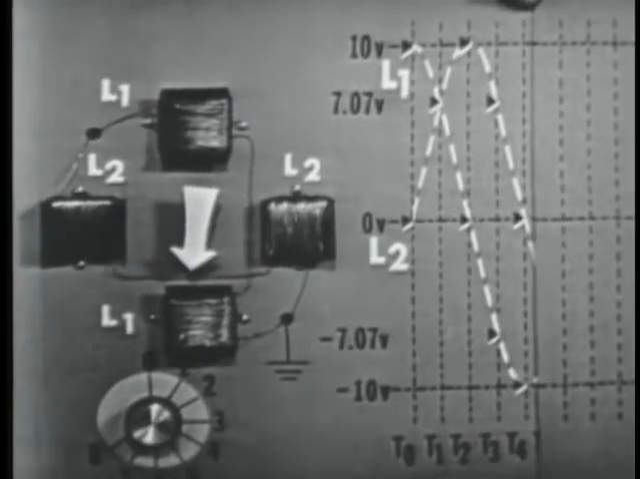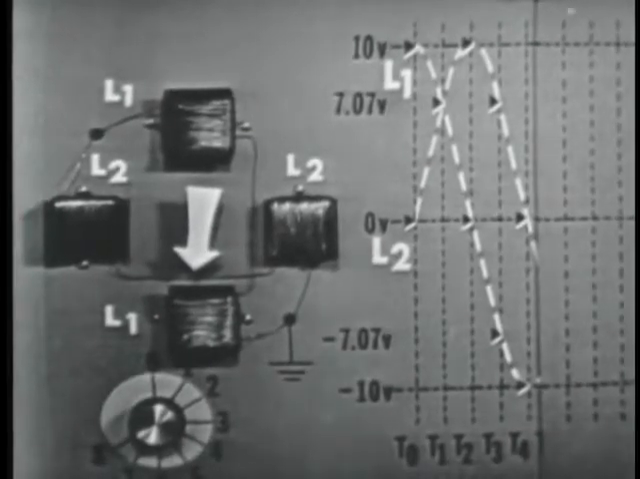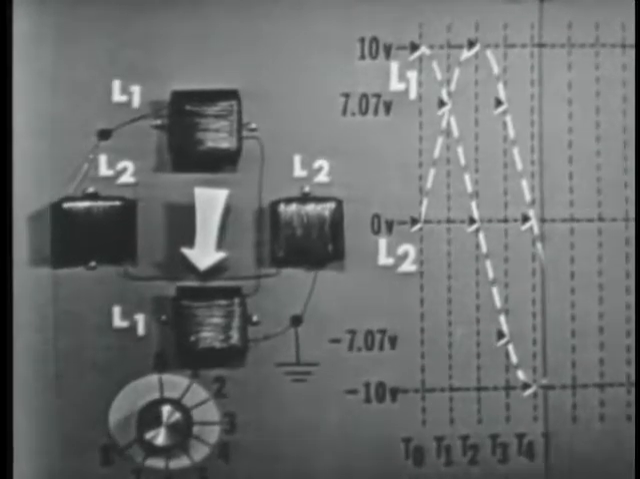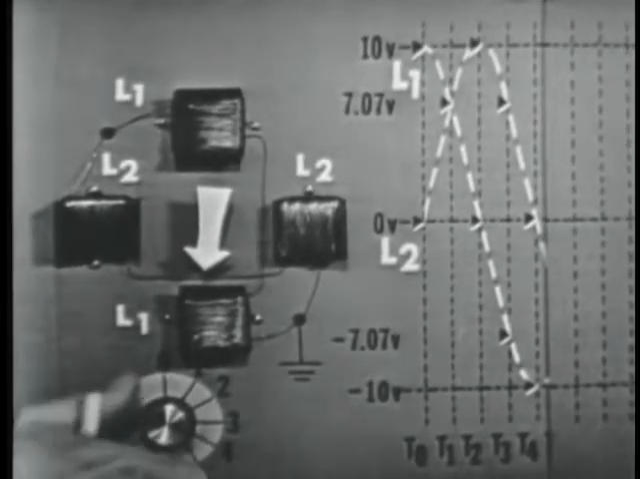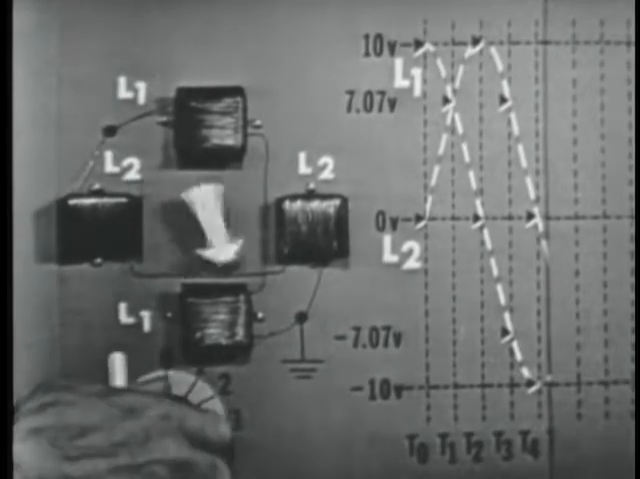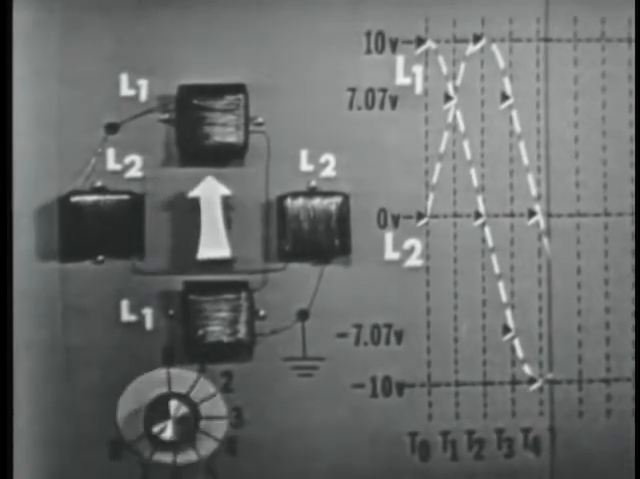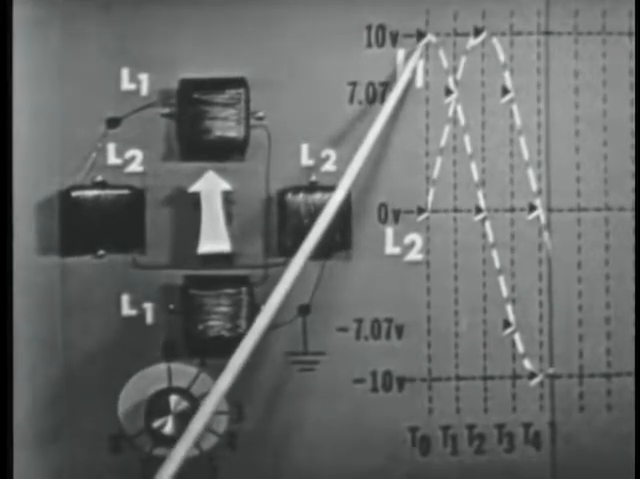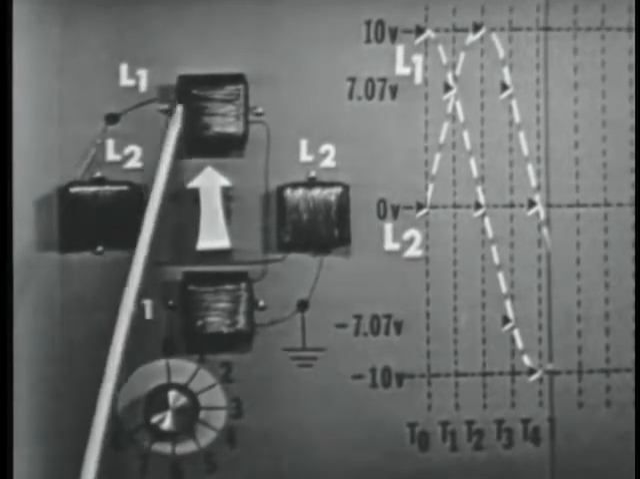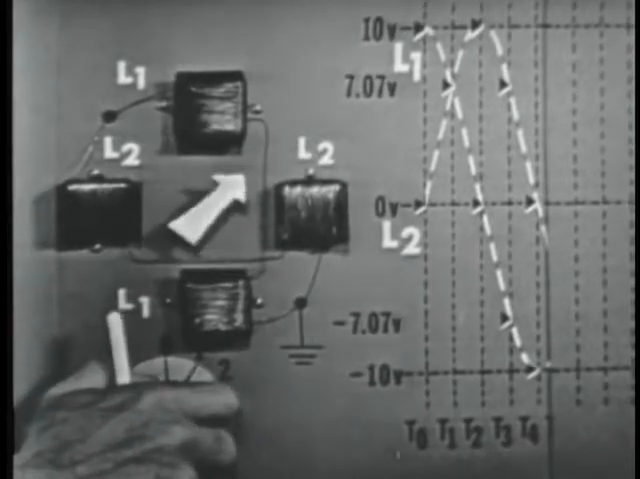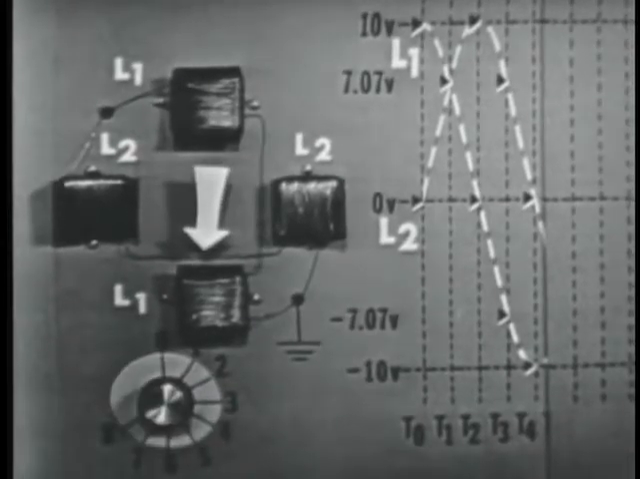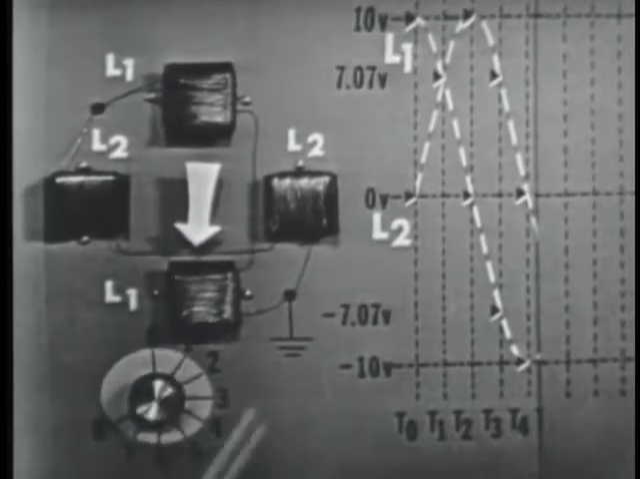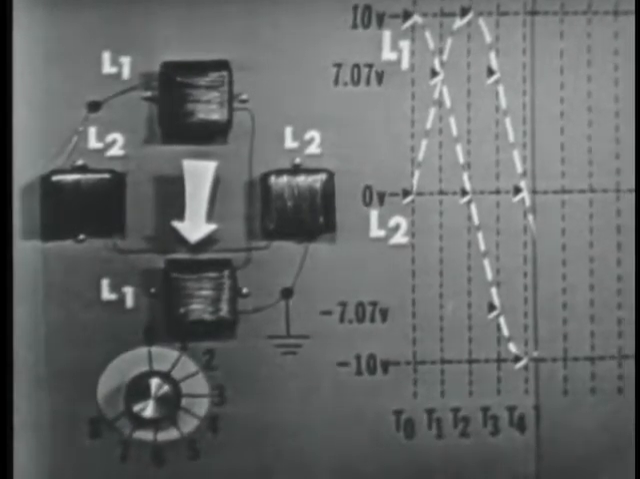Sure will. Now only L1 has voltage applied, and of course it's negative 10 volts. Now see the difference between time 4 and time 0. At time 0, L1 was at max positive. The pointer showed that the magnetic field was moving up. However, at time 4, L1 is at max negative. The polarity is reversed, and the pointer shows that the magnetic field is also reversed.